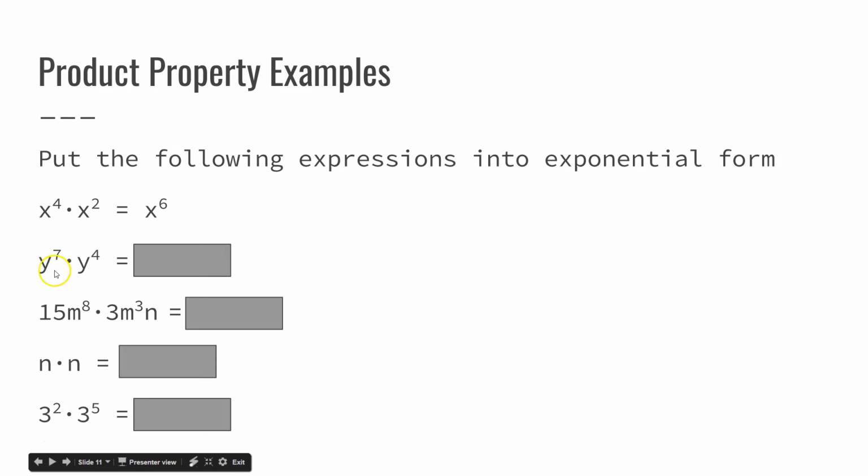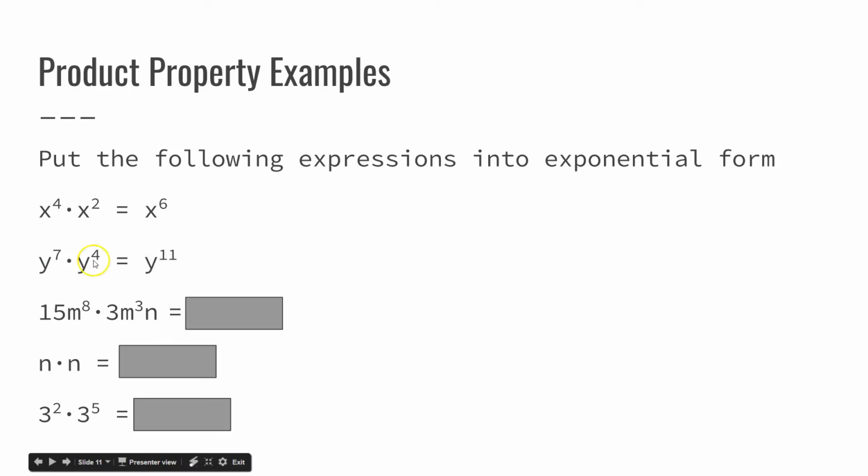Same thing for my next example. We have a common base, y, so we can go ahead and combine these into one exponential expression. So we have 7 y's being multiplied here and 4 y's being multiplied here. So think, how many do we have total? Well, 7 plus 4 is 11.